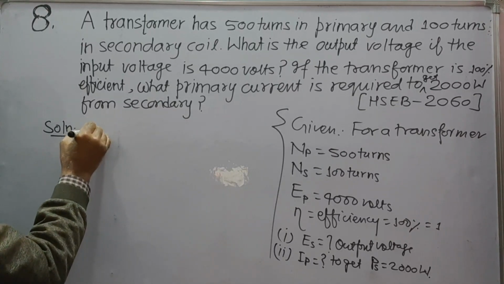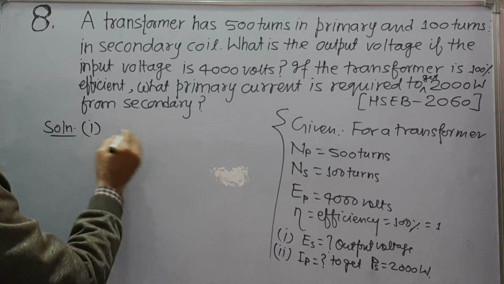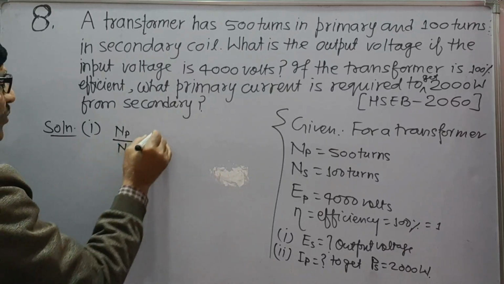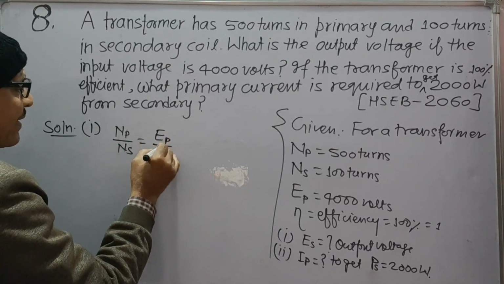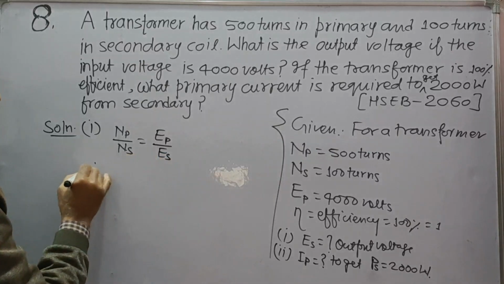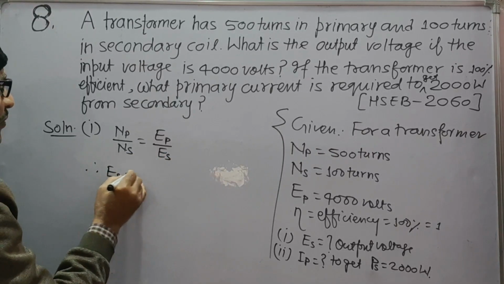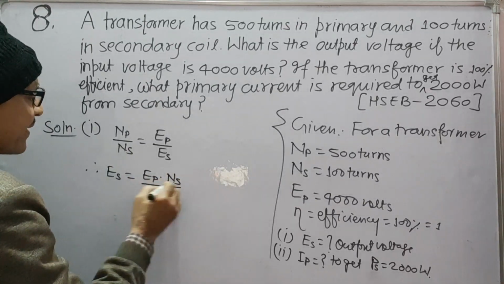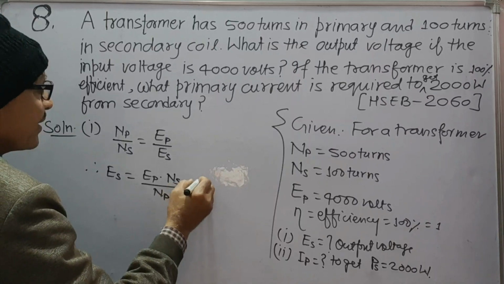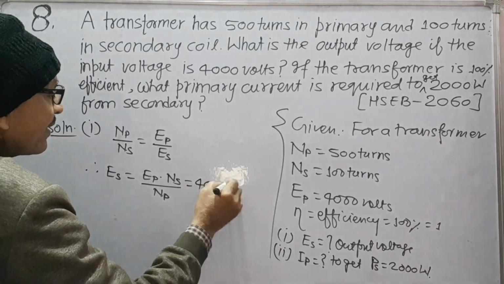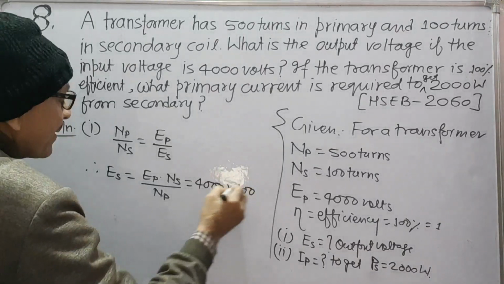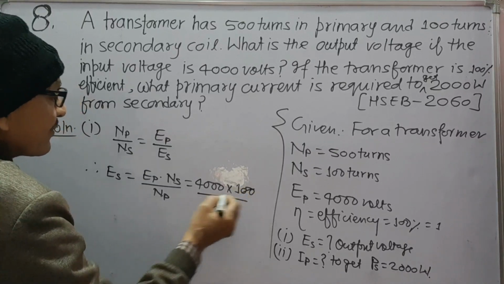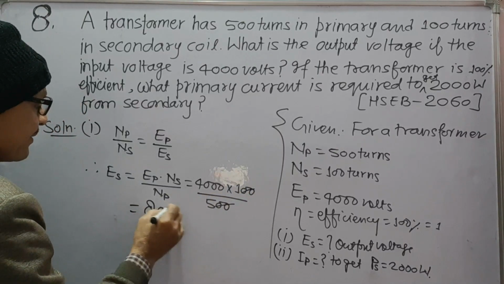Next, solution. First one, for a transformer NP upon NS is equal to EP upon ES. Therefore, ES will be equal to EP NS upon NP. Values are known. EP is 4000, NS is 100, NP is 500. So we get 800 volts.